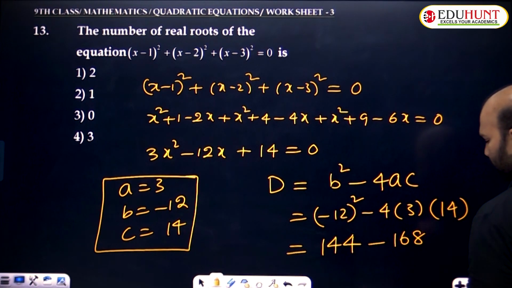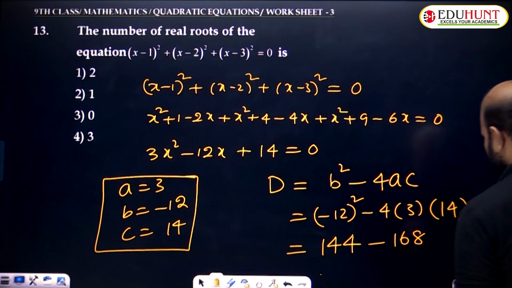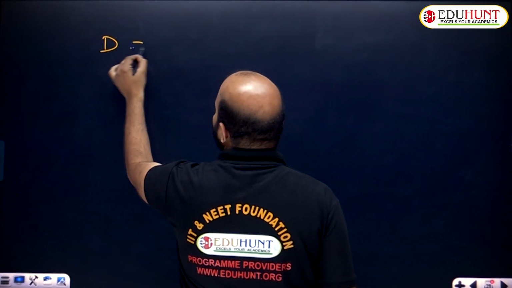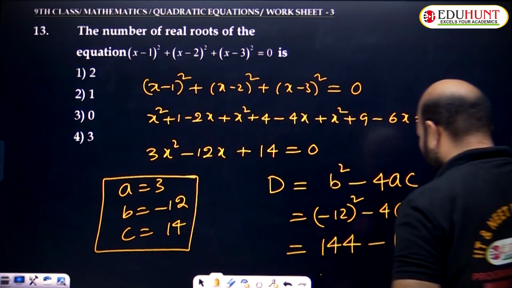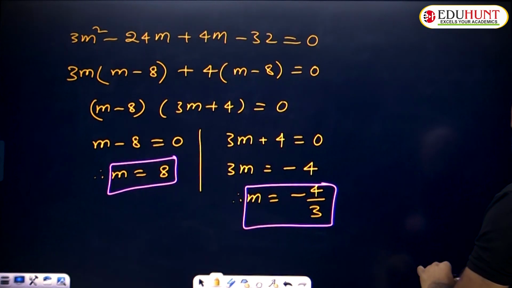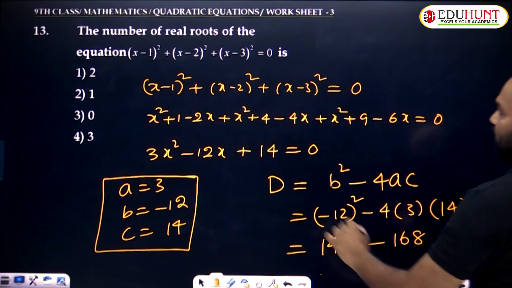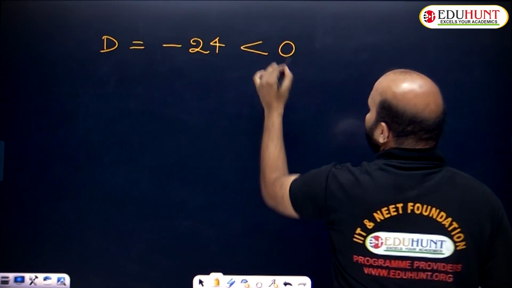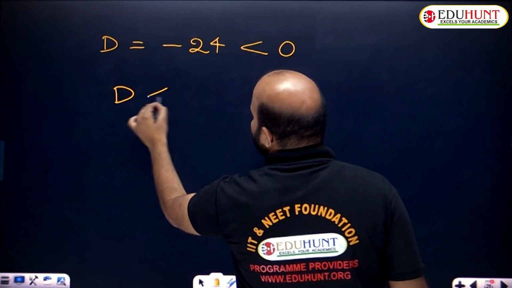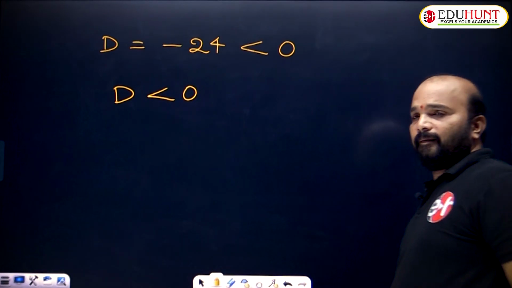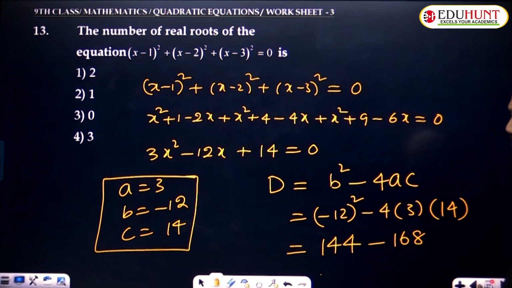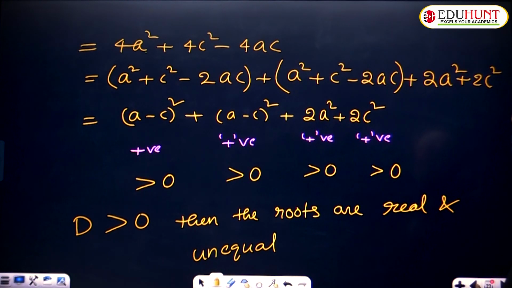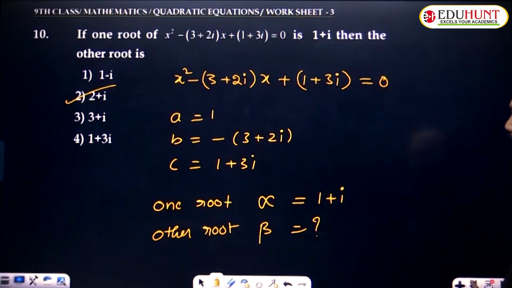So what are you getting? So clearly we need to understand: 144 minus 168. What is the discriminant value? The difference is minus 24. Am I clear? The discriminant value is −24, nothing but less than 0. So the discriminant is less than 0, the roots are imaginary numbers. So the given equation has no real roots.